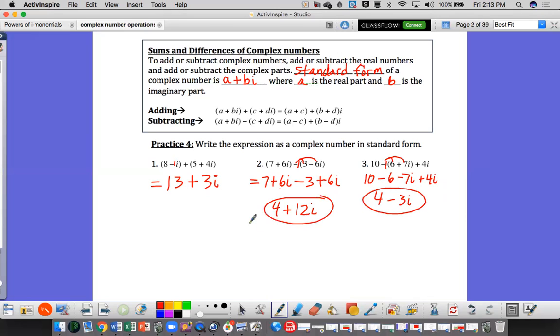So here's your 3 examples, all right? Again, the most concerning thing is to distribute the subtraction sign. All right, that's definitely the most important part.